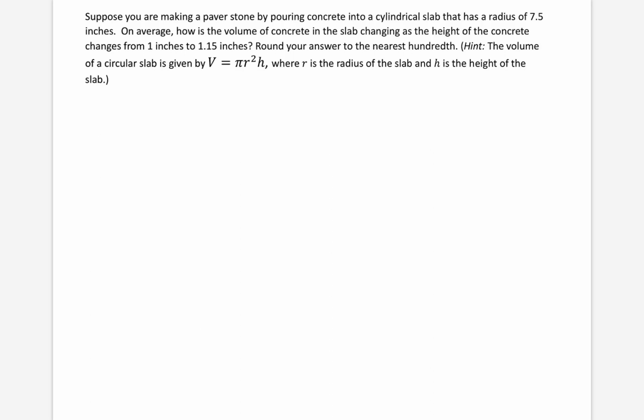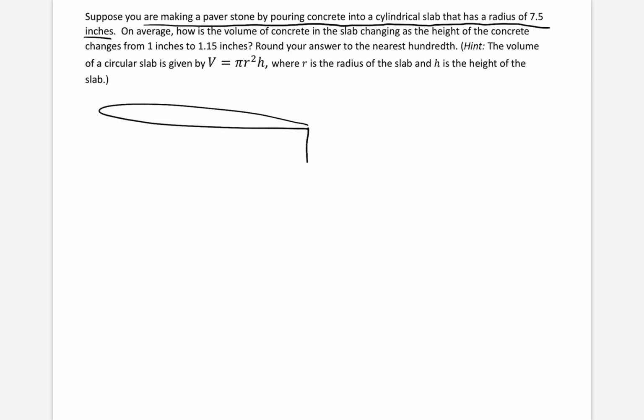Let's look at this problem. Suppose you're making a paver stone by pouring concrete into a cylindrical slab that has a radius of 7.5 inches. So we're imagining some cylindrical slab, and the radius is 7.5 inches, and we're pouring concrete into that.